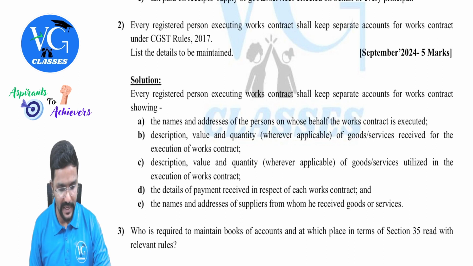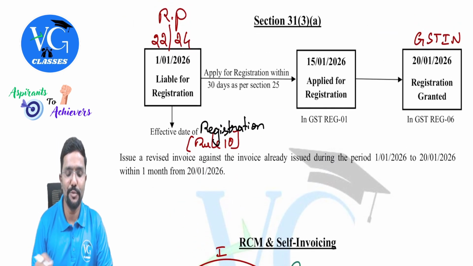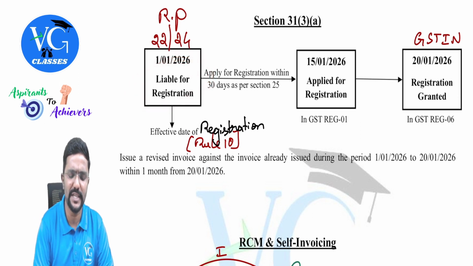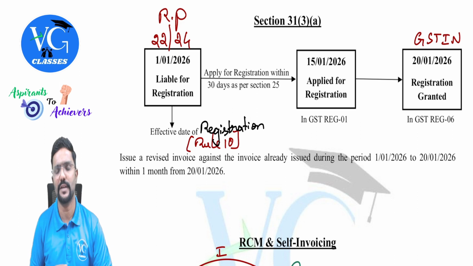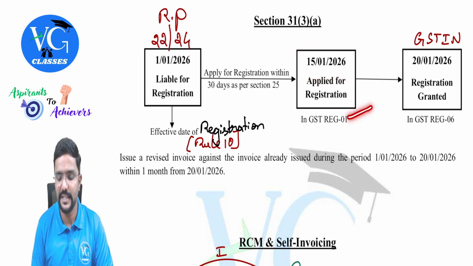I had explained this with an example. I will just show this, guys, in the regular class. Hope you guys can recall it. Yeah, this one. Assume a person was liable for registration as on 1st January, either as per section 22 or as per section 24 is covered, and he has applied for registration on 15th January in REG 01.